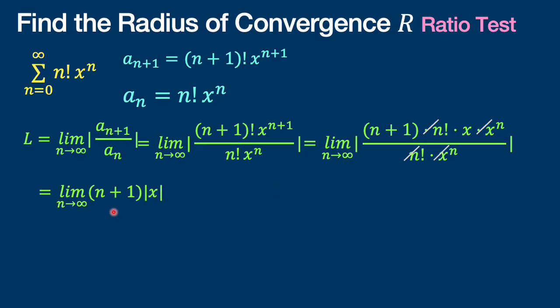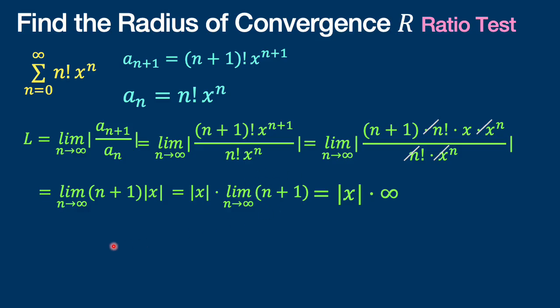Now what do you have? We have (n+1) times the absolute value of x. So I take the absolute value of x out in front of the limit. You have the absolute value of x times the limit of n+1. Where is this going as n approaches infinity? This sequence goes to infinity. So we're gonna have the absolute value of x times infinity. This is increasing, guys.